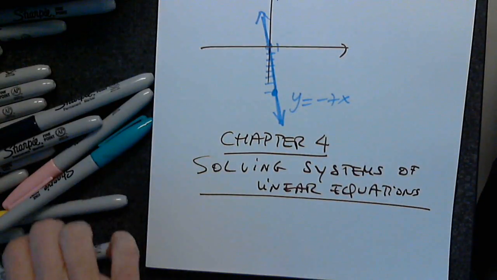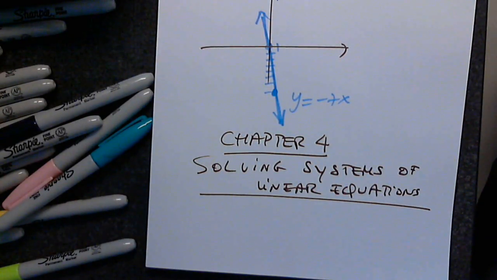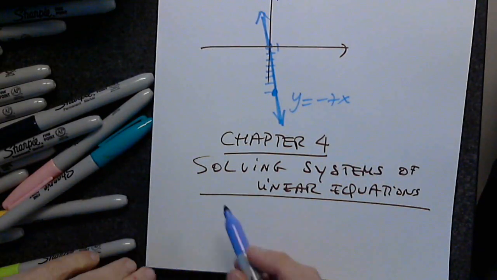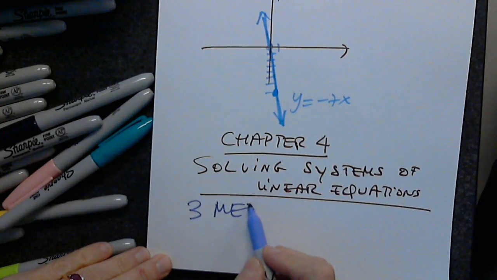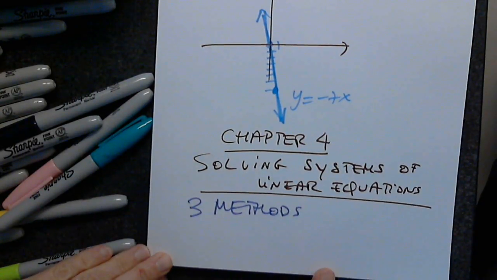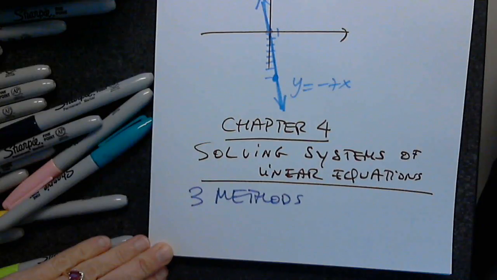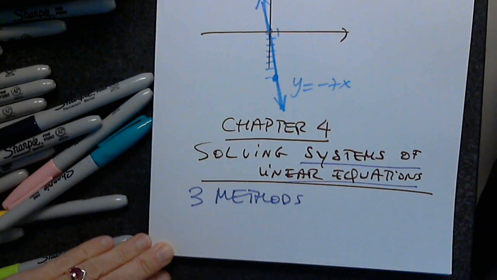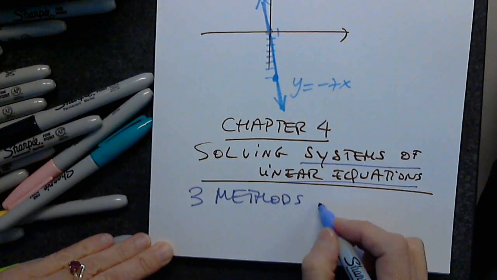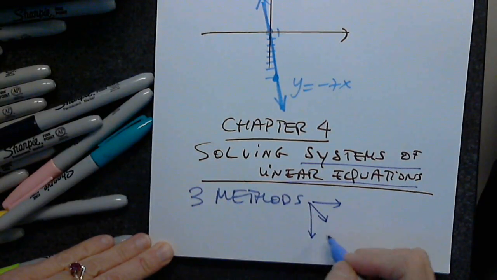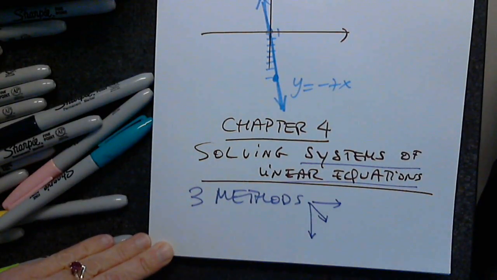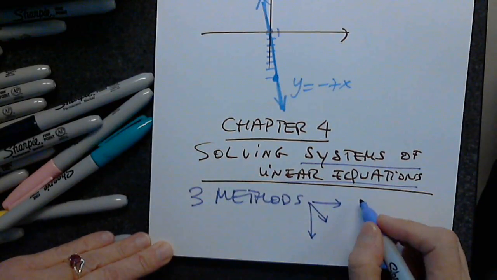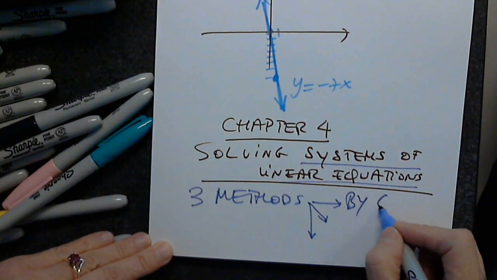And I want to give you a heads up. Chapter 4 deals with 3 methods. One method will be part of test 2. The other 2 methods will be part of test 3. So 3 methods. I still have not defined what a system of linear equations is. I will in a minute. The first method that I'm saying is part of test 2 is solving by graphing.